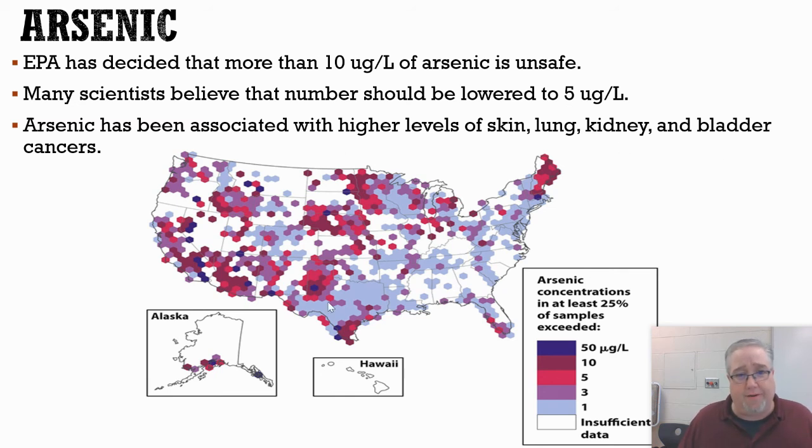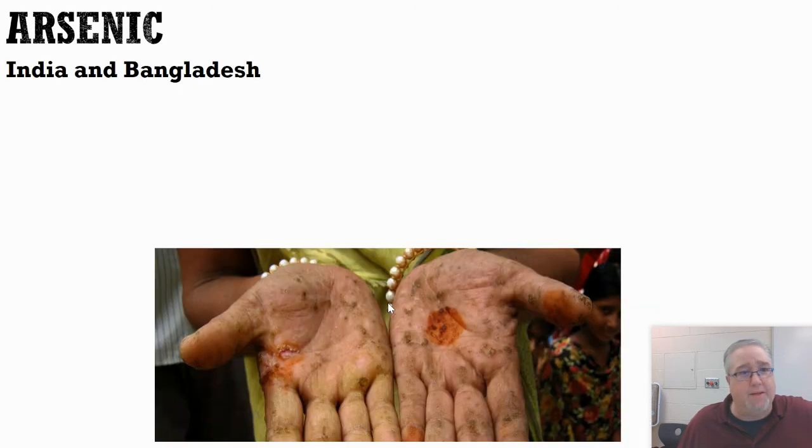Here's a map of the U.S. showing us where there's some high deposits of arsenic. Again, look up here in Northwest Indiana. There's some higher than normal deposits of arsenic. So again, that's probably something that we should be somewhat concerned with. But again, we have some ways to treat our water for that.